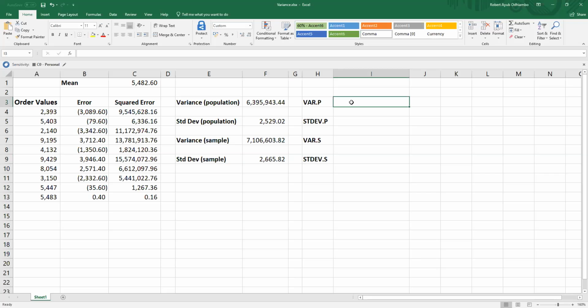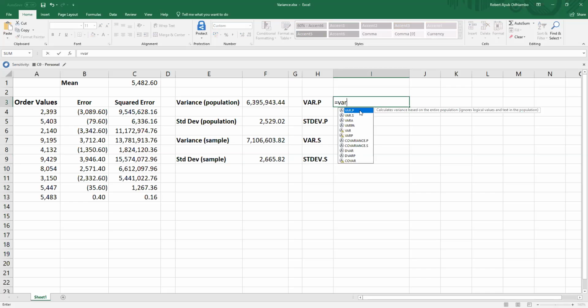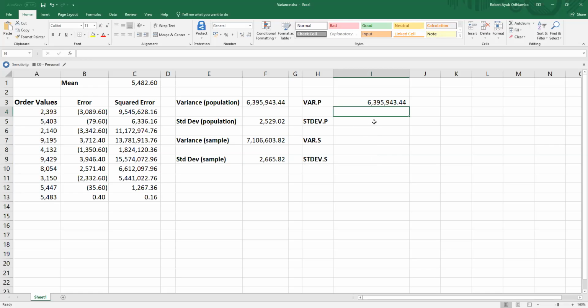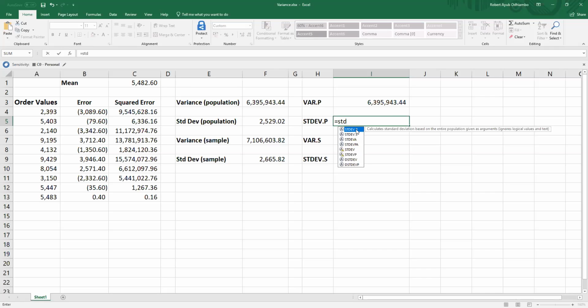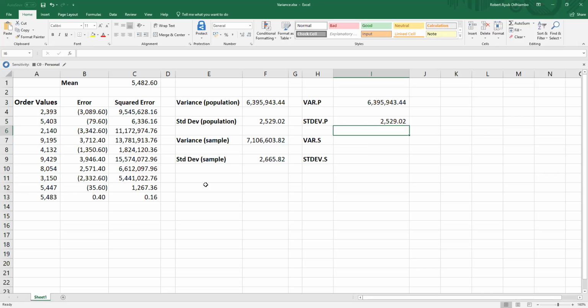Now, Excel provides inbuilt mathematical functions to help us get these values. So variance.p is the function inbuilt for the specific observations considering the population. You select that and you get the same value, and then you come to the standard deviation of the population of the observations. That is the same value as well.